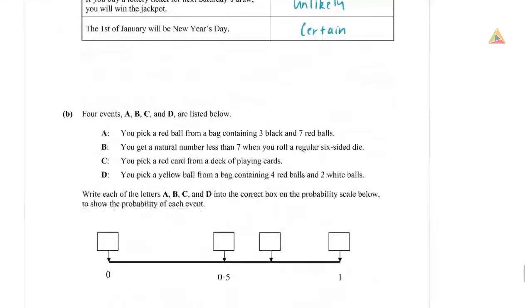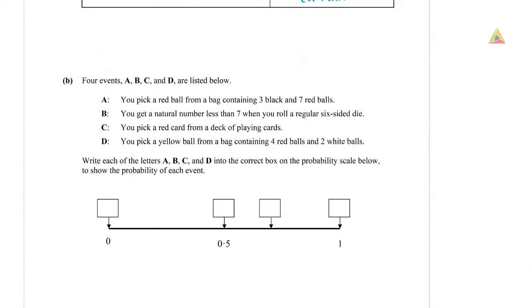Okay, we're on to part B. 4 events are listed below. A, you pick a red ball from a bag containing 3 black and 7 red balls. B, you get a natural number less than 7 when you roll a regular 6-sided die. C, you pick a red card from a deck of playing cards. D, you pick a yellow ball from a bag containing 4 red balls and 2 white balls. Okay. Write each of the letters A, B, C and D into the correct box on the probability scale below to show the probability of each event.